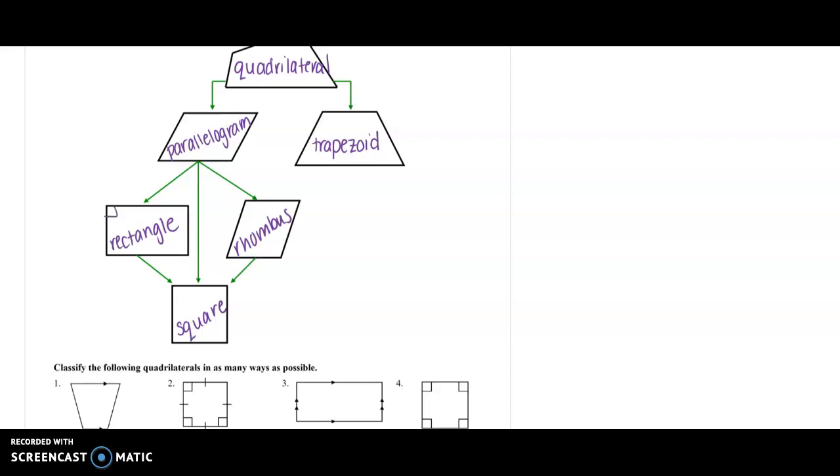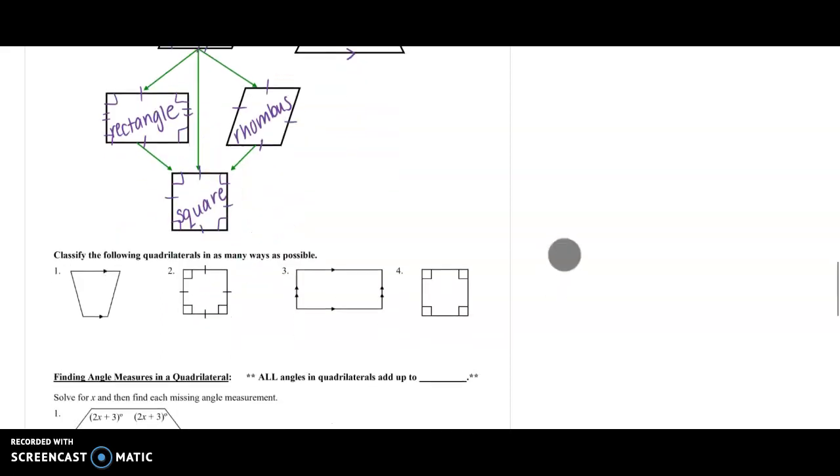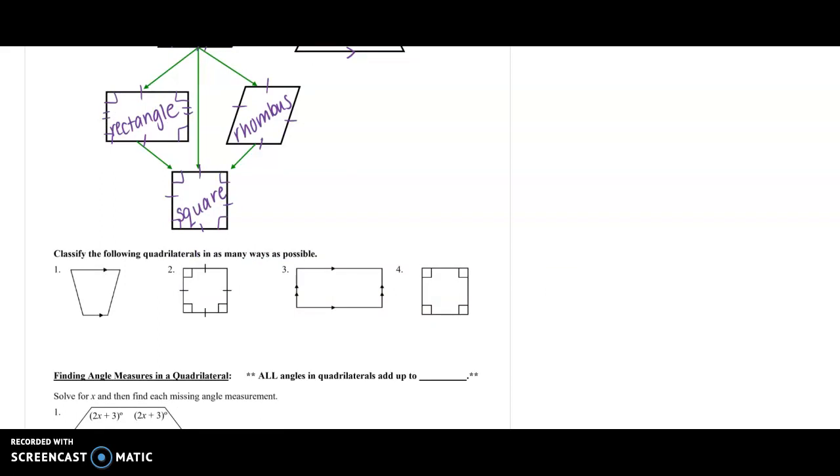Like a rectangle has 4 right angles, opposite sides are congruent. A rhombus, all 4 sides are congruent. And then a square has 4 right angles and all sides are congruent. Parallelogram, opposite sides are congruent and parallel, things like that. Trapezoid, at least one pair of opposite sides is parallel. Hopefully we know that.